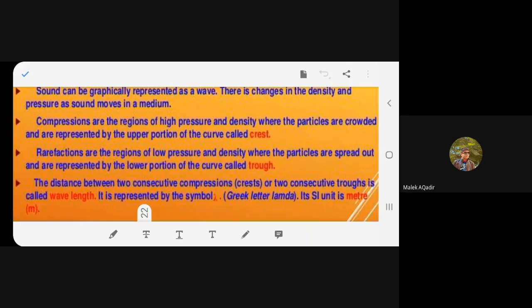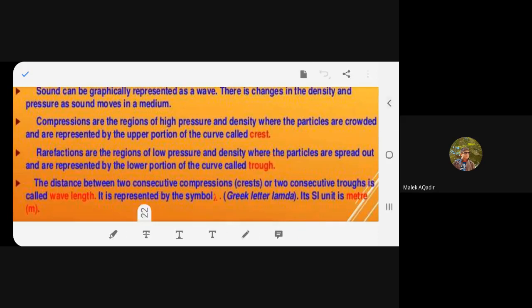Rarefactions are the regions of low pressure. Particles are spread out. Got it? Particles are spread out. And it is shown by the lower portion, which is known as the trough.